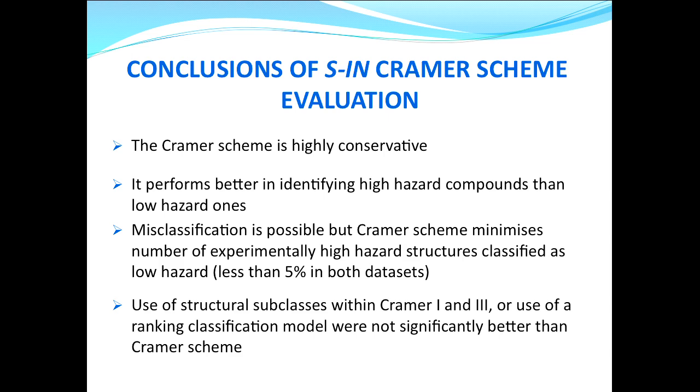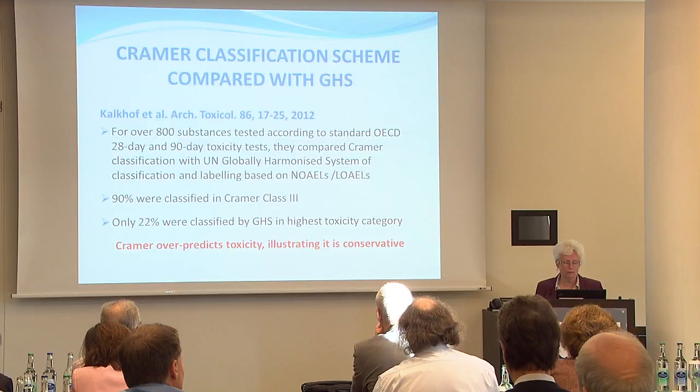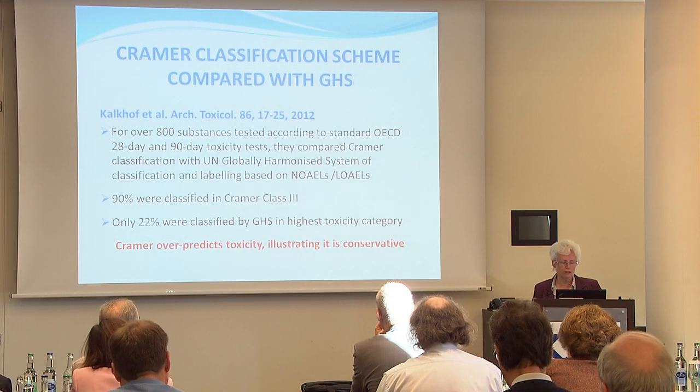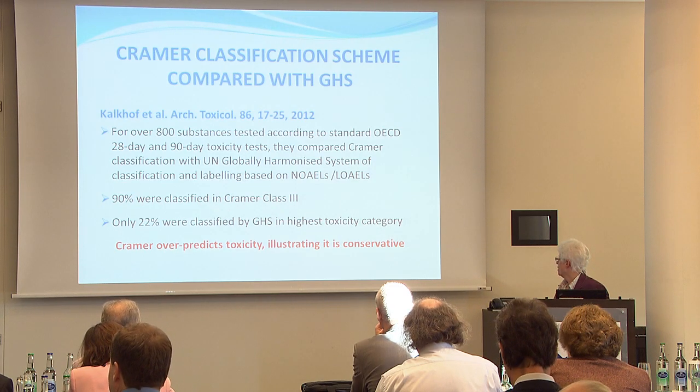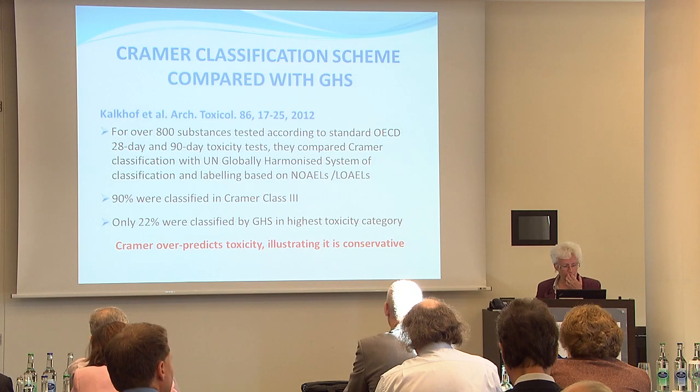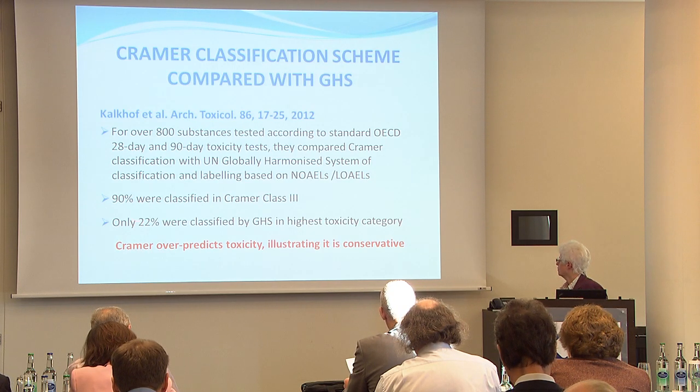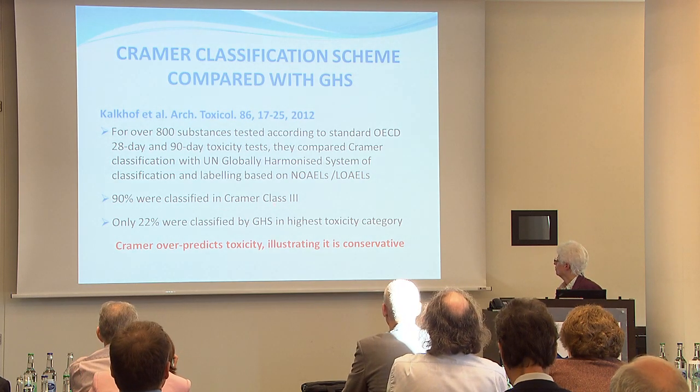There's also been work done in Germany by Kalkoff and colleagues that's been published, and they took industrial chemicals that have been tested according to OECD 28-day and 90-day toxicity tests, and they applied uncertainty factors to account for the shorter duration of the toxicity to work out their comparative toxicity, perhaps on a longer-term basis, excluding carcinogenicity. And they found that 90% of these industrial chemicals were in class 3. They then compared it with the global harmonisation scheme for classification, and they found only 22% were classified by GHS in the highest tox category, compared with the 90% in class 3. So this again illustrates how Cramer overpredicts toxicity and how conservative it is.